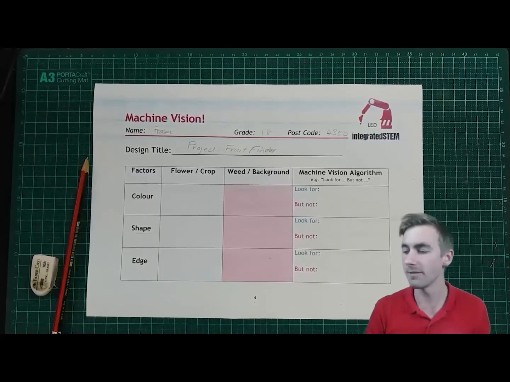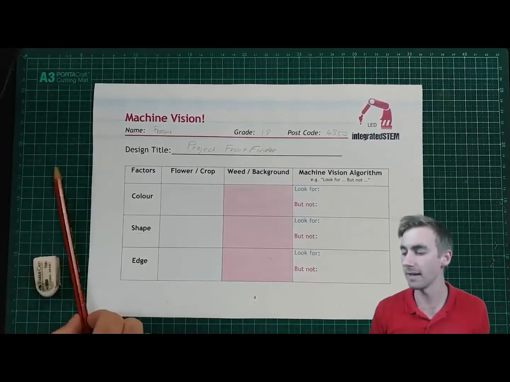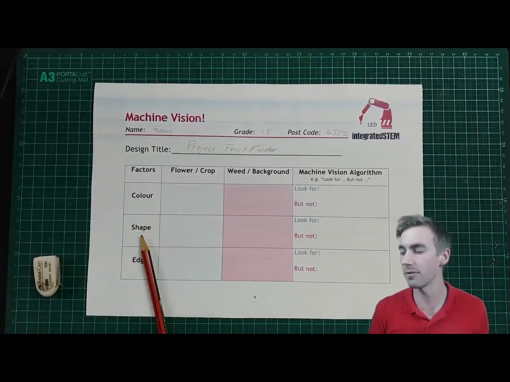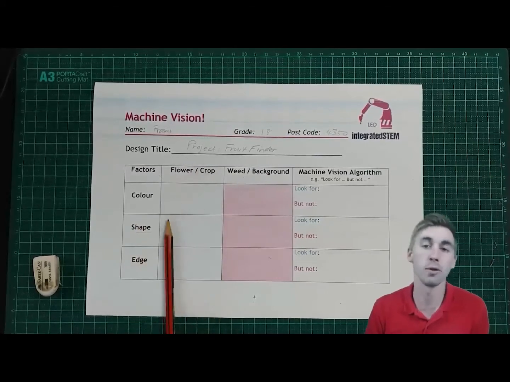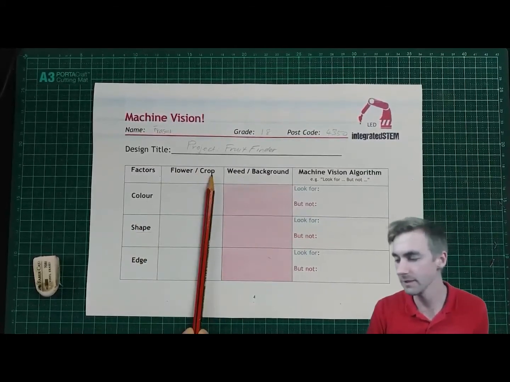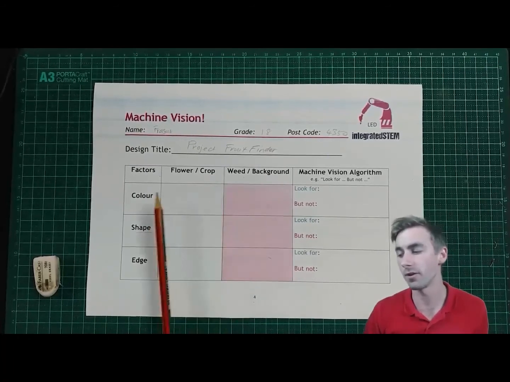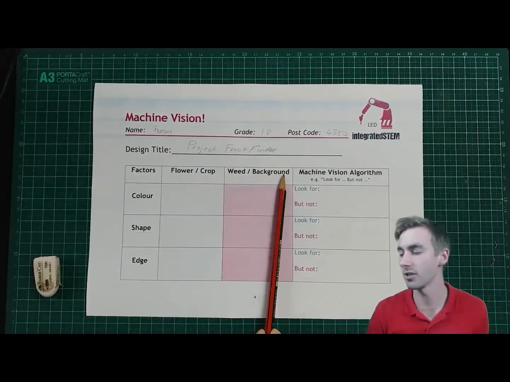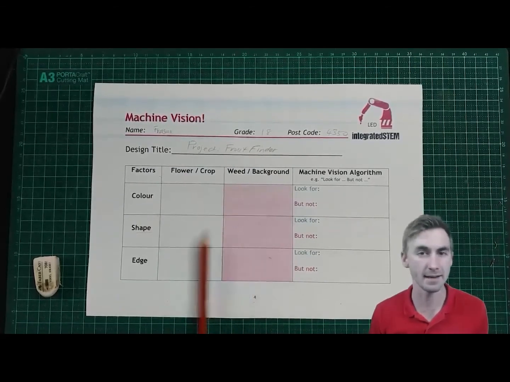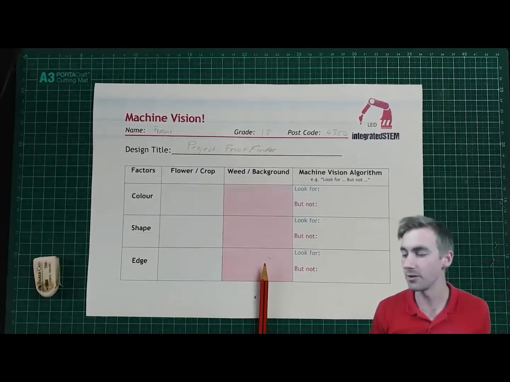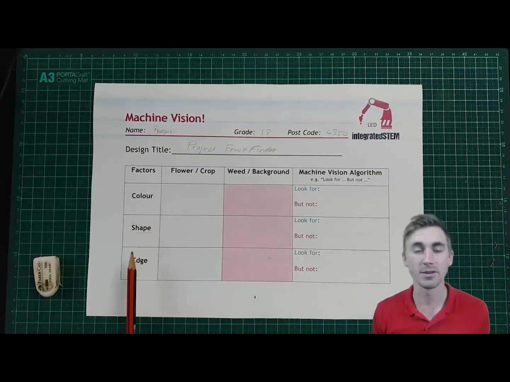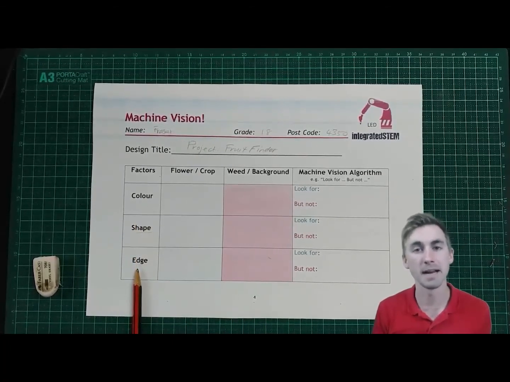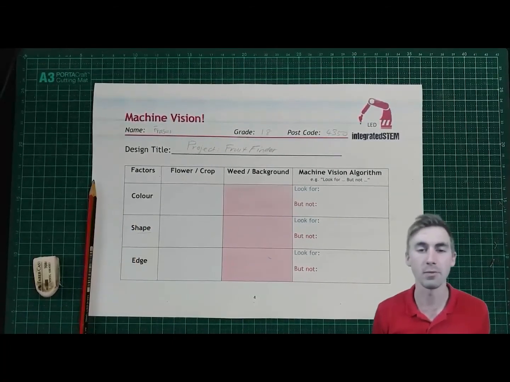Now, the first thing we're looking at is we want to find the color, shape, and edge of the thing we want to find, whether that's a flower or crop or whatever you've taken a photo of. And we want to also know what not to find, such as what the weeds and backgrounds generally look like, and what colors, shapes, and edges they have. Now, these are filters we've looked at today, and so we're going to go through it and develop it based on what we've learned today. So we're going to start with color.